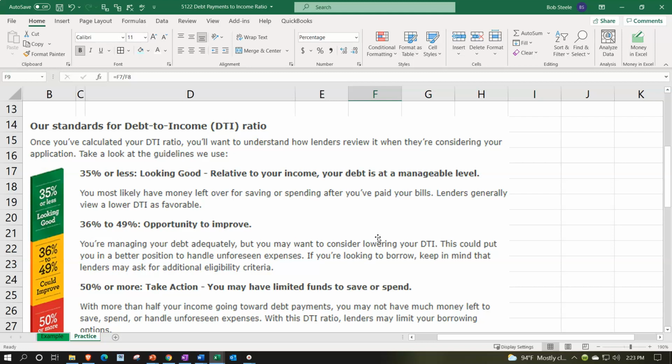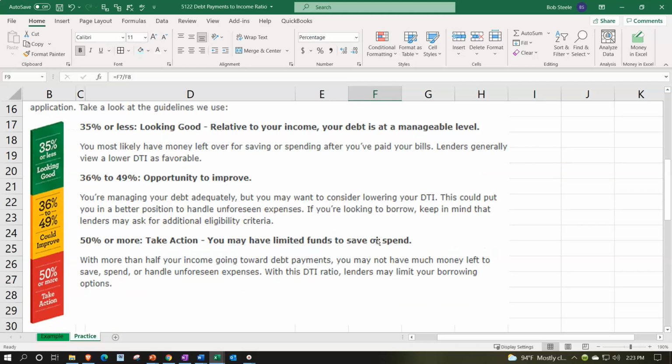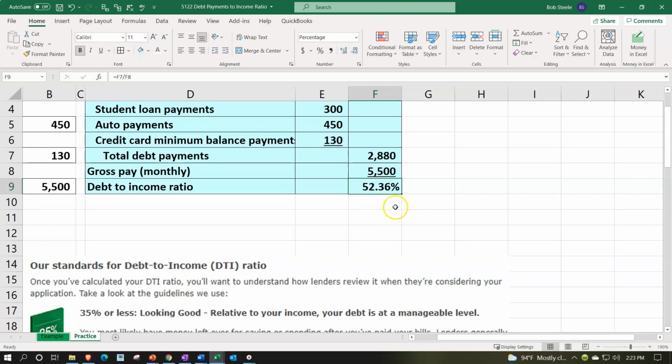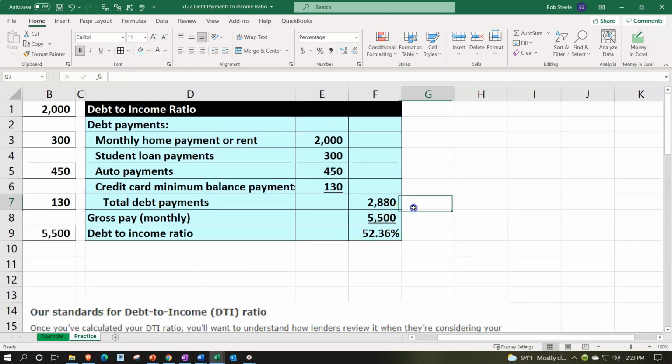If you got 35% or less, then they're saying you're probably okay, and you can kind of test that by saying, hey, after I pay off my debt, do I have enough money generally to pay off my normal bills like my food and whatnot? Lenders generally view a lower DTI as favorable. So obviously the lower number is favorable. When you're looking at these numbers and trying to get a loan, you're trying to be favorable there.